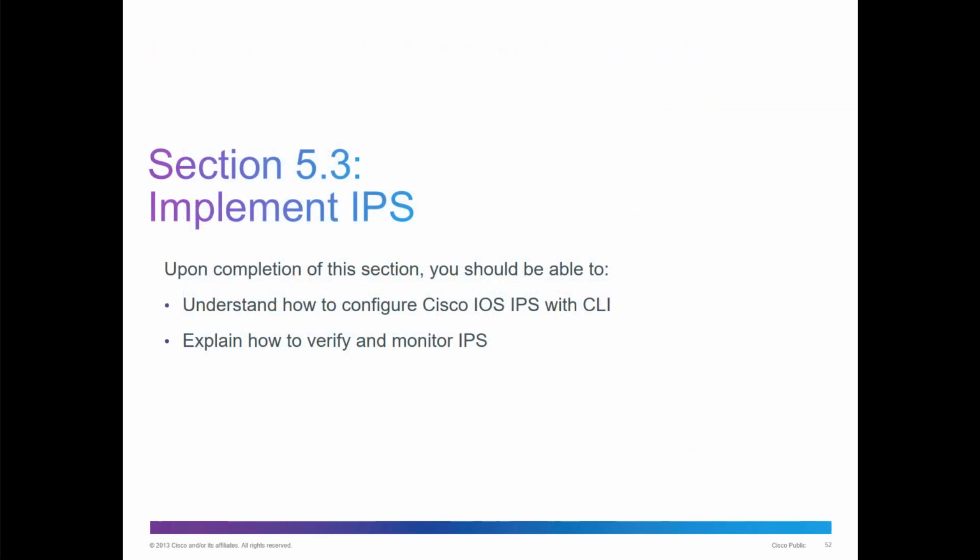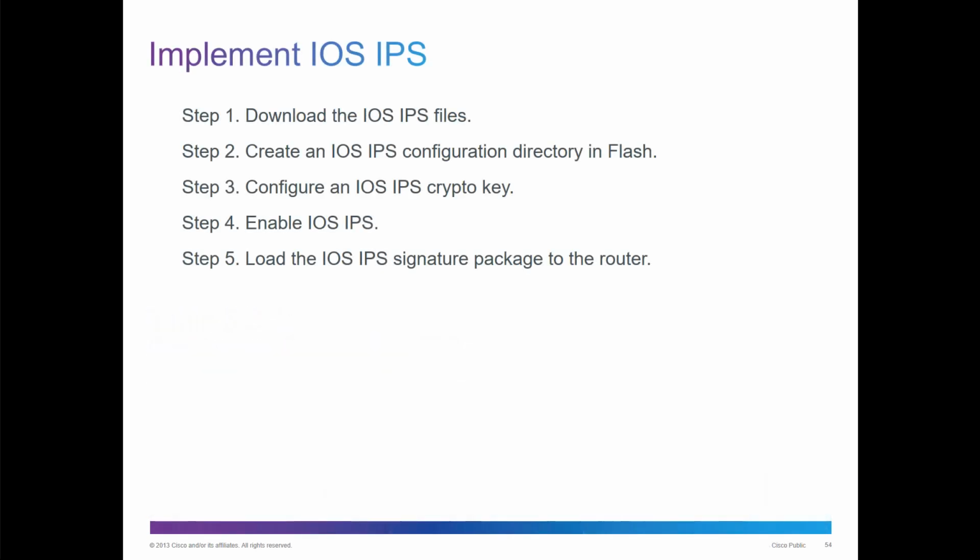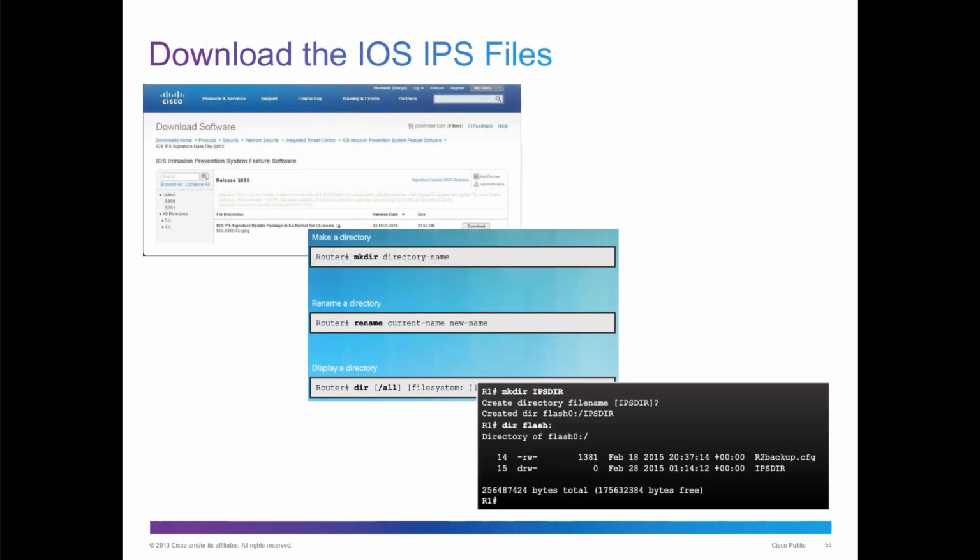Last major area is let's talk about how we implement this. Alright, so let's talk about how we configure this. So, 5 common steps: download the IOS IPS files, create the configuration directory, configure the crypto key, enable it, load it. Okay, so we download it from Cisco's site, we make the directory, we normally tell it where we want to put it.